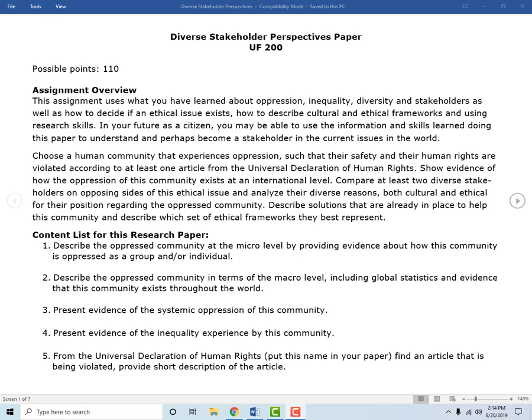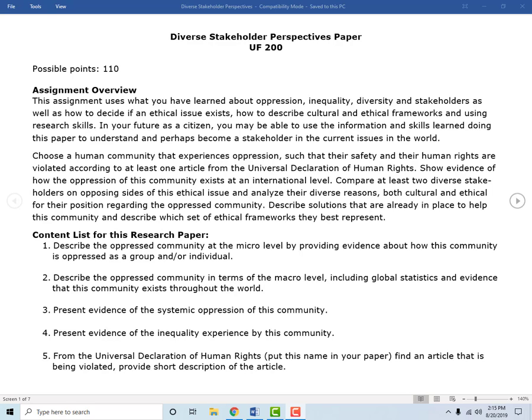Compare at least 2 diverse stakeholders on opposing sides of this ethical issue and analyze their diverse reasons, both cultural and ethical, for their position regarding the oppressed community. Describe solutions that are already in place to help this community and describe which set of ethical frameworks they best represent.